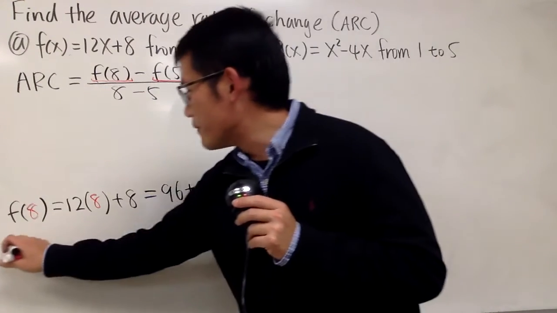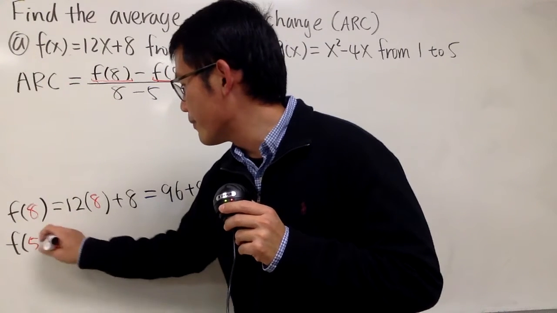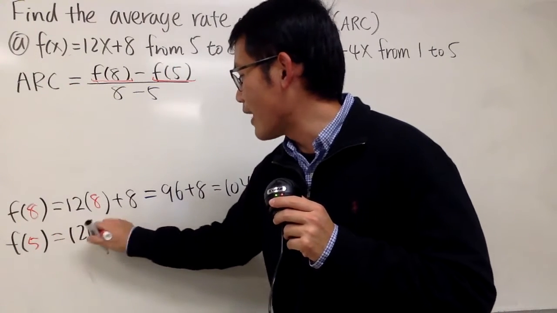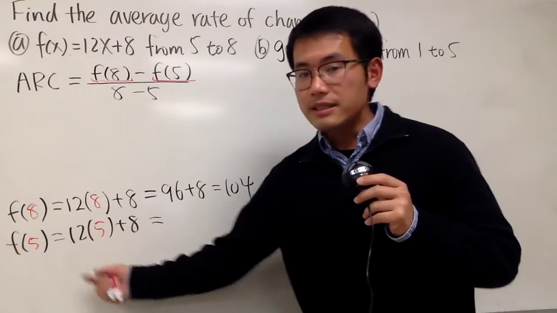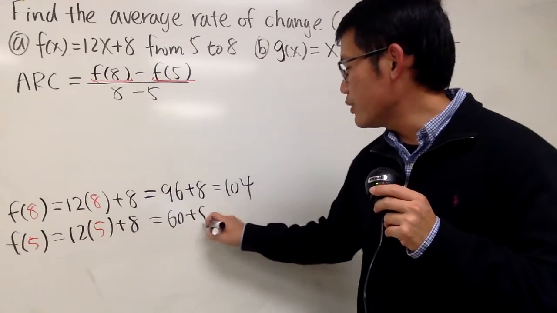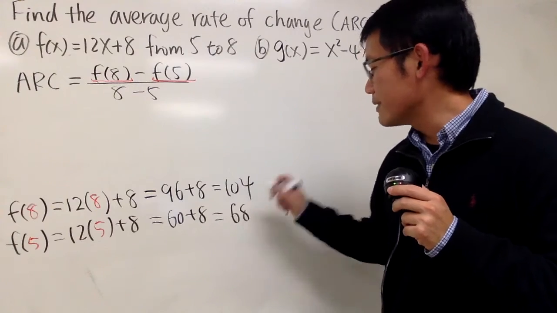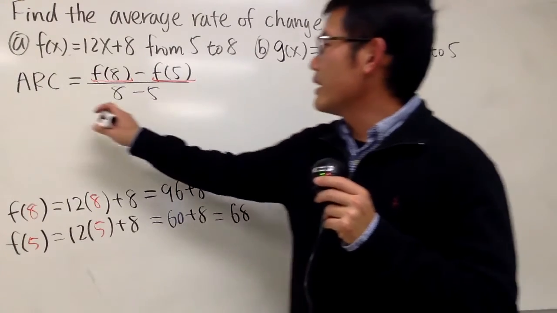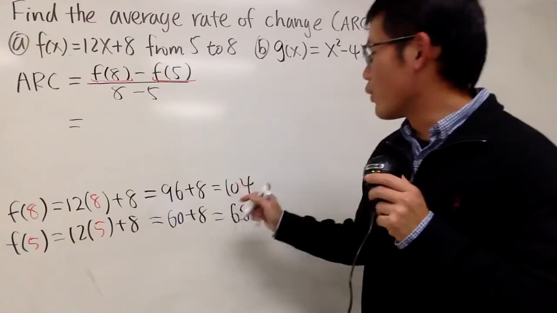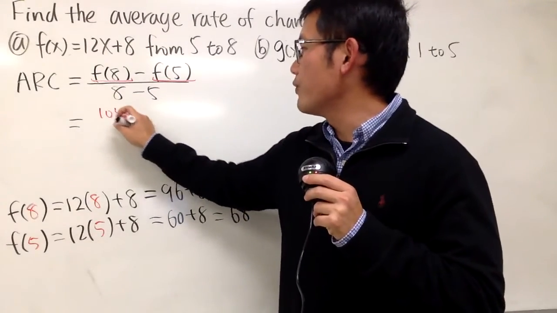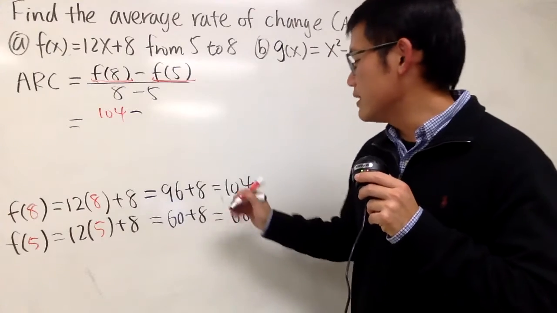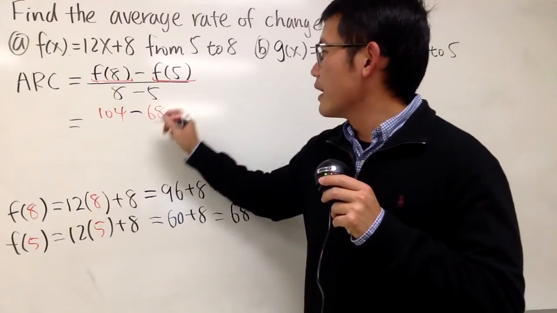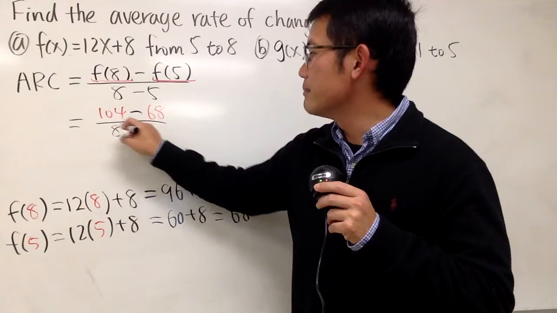Secondly, we have f of 5, so let's put that down. And this is 12 times 5, and then plus 8. This is 60, and then we add 8 to that, which is going to be 68. So just like this. Then we see this right here, of course, we know it already, which is 104, and then we will subtract f of 5, which is 68, and then divided by 8 minus 5.